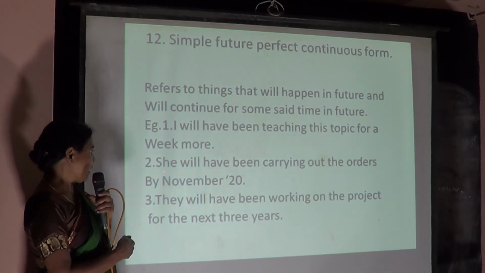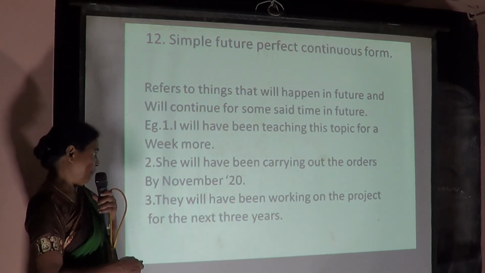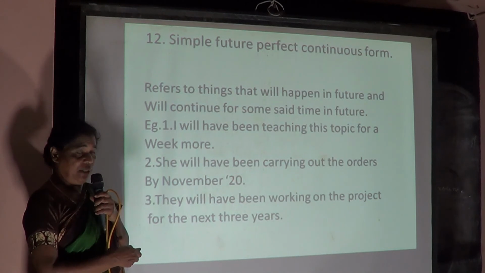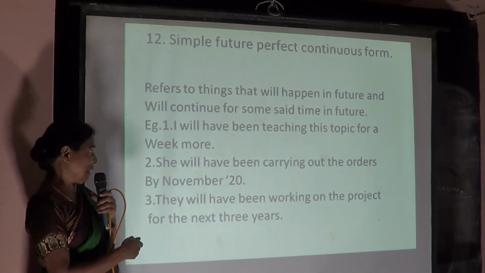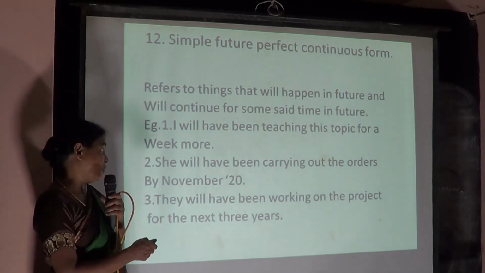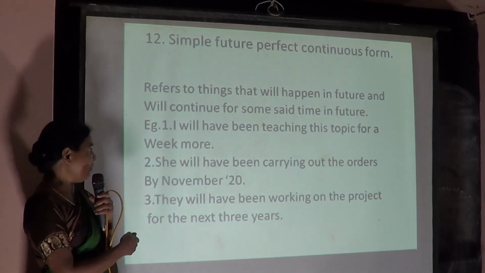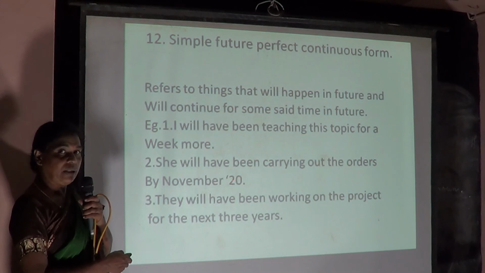Right, now next one: she will have been carrying out the orders by November 20. A fixed time is there. For that also we can apply the future perfect continuous form. She will be starting to do it and she will continue it for so many days, and thus she will be ending it. She will have been carrying out the orders by November 20.